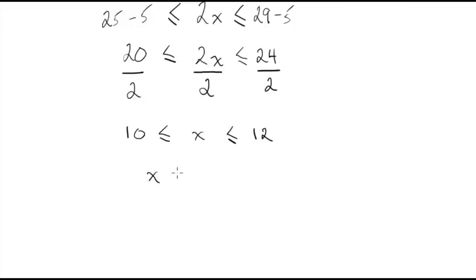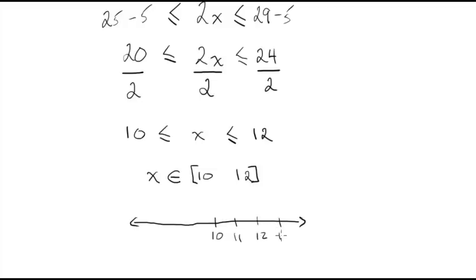So if you wanted to write that in interval notation, you say x is between 10 and 12 using square brackets because it can include 10 and 12. Or if you wanted to write that on the number line, 10 will be here, 11, 12, let's say 13's there, 9 is there. So we want to include 10 and 12, so we're including 10 and 12, and any number in between there. So any number in this interval should satisfy this original inequality.